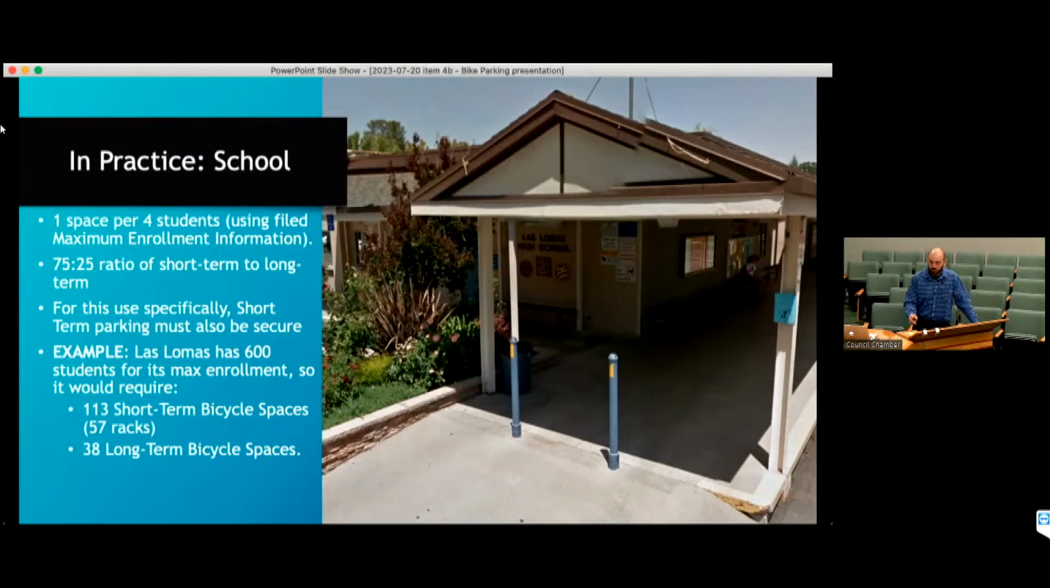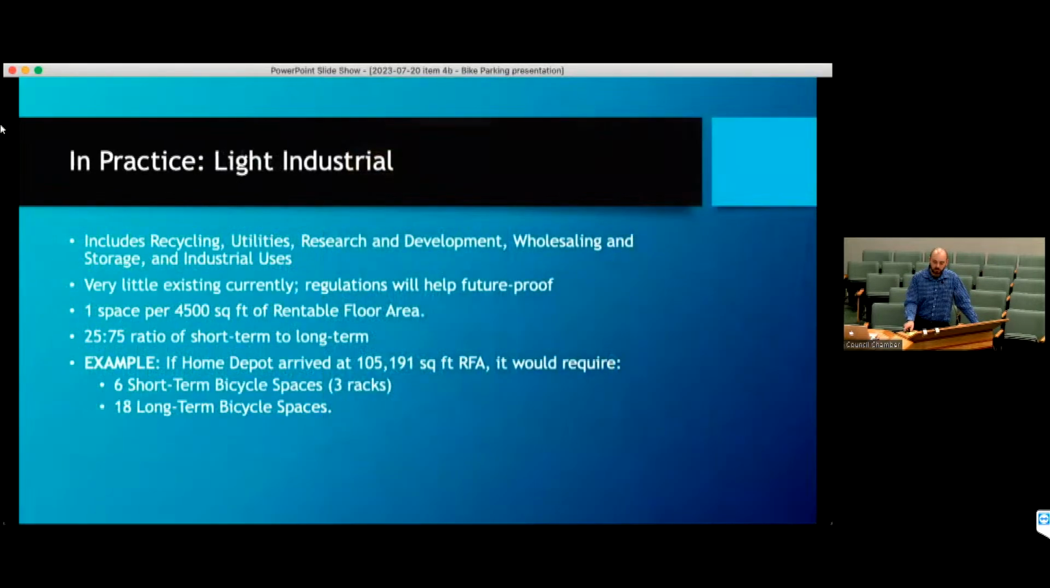There's some protection involved. Finally, we have light industrial, which is a little weird because there's very little of this actually in the city. This is more of a future-proofing. Makers Row up north by Treat is zoned that way, but not any actual uses really do that in practice. But just as a hypothetical example, if a 100,000-square-foot Home Depot showed up, that would be 3 racks and 20 long-term spaces.